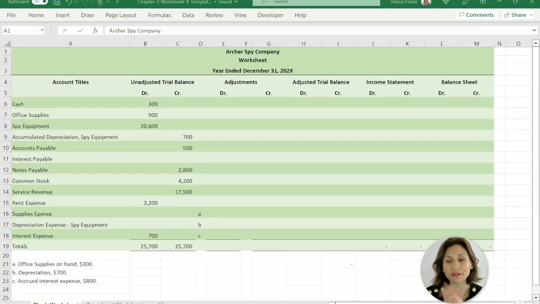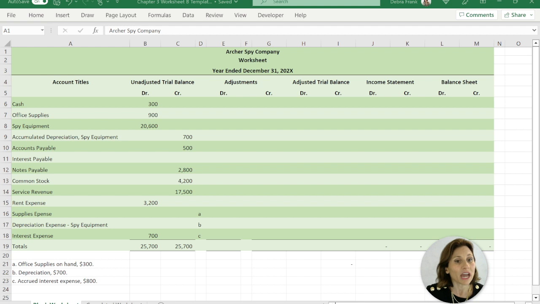Okay, here we are doing a worksheet. We're going to record some adjusting journal entries within our worksheet, and then we'll go over how we use the worksheet to help us break out for the income statement and for the balance sheet in a later video. So we're just going to go up to the adjusted trial balance columns here in this video.